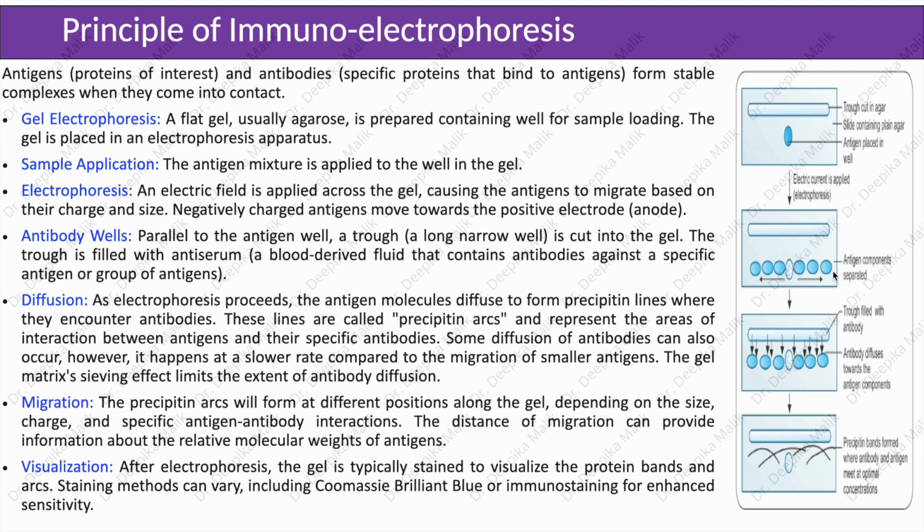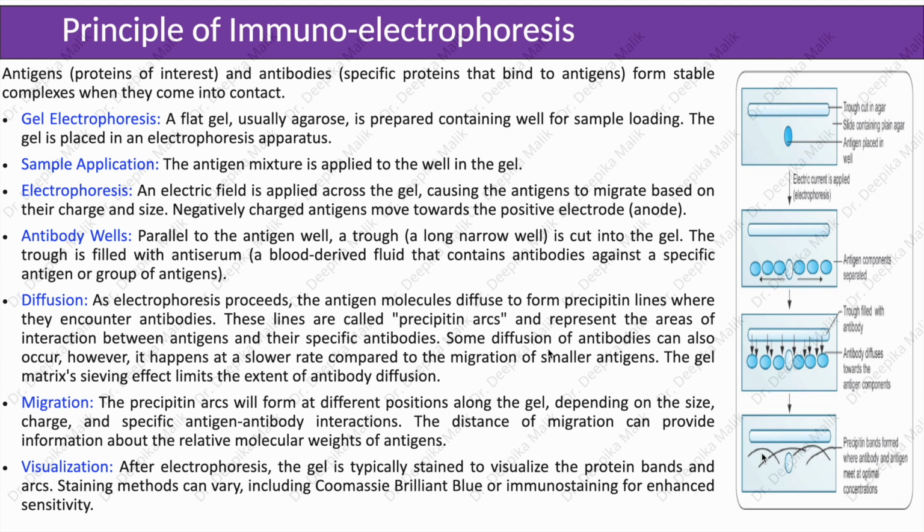Antibody wells. Parallel to the antigen well, a trough, a long narrow well, is cut into the gel. The trough is filled with antiserum, that is, a blood-derived fluid that contains antibodies against a specific antigen or group of antigens. Diffusion: as electrophoresis proceeds, the antigen molecules diffuse to form precipitin lines where they encounter antibodies. These lines are called precipitin arcs and represent the areas of interaction between antigens and their specific antibodies.